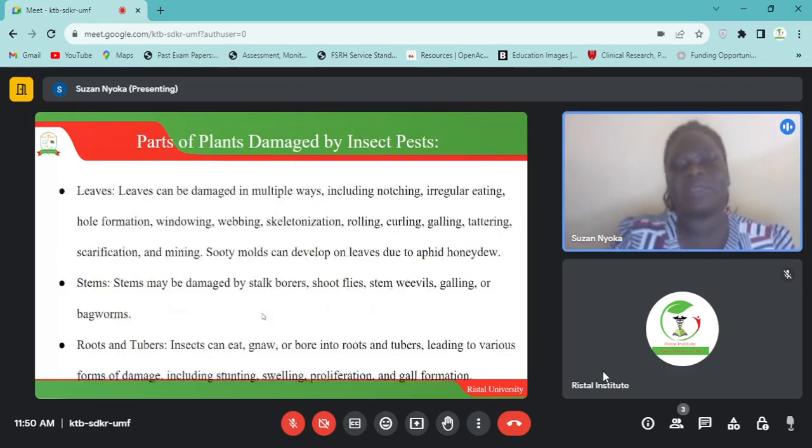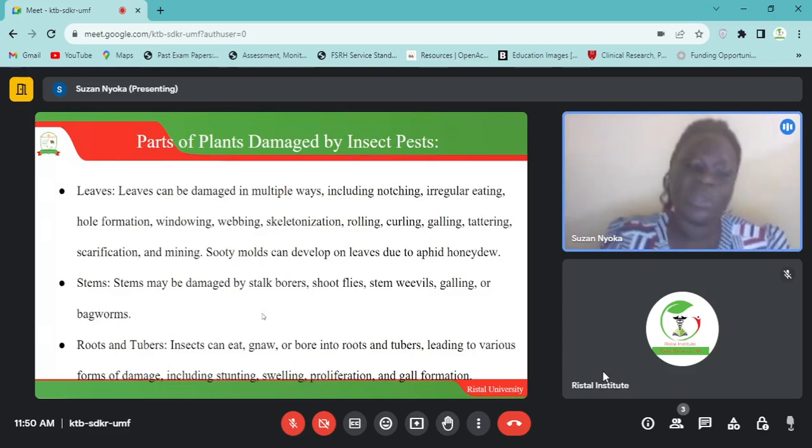Leaves can be damaged in multiple ways, including notching, irregular eating, hole formation, windowing, webbing, skeletonizing, rolling, curling, galling, tattering, scarification, and mining. Sooty molds can develop on leaves due to aphid honeydew. These insects also destroy the stems. Stems may be damaged by stalk borers, shoot flies, stem weevils, galling, or bugworms.